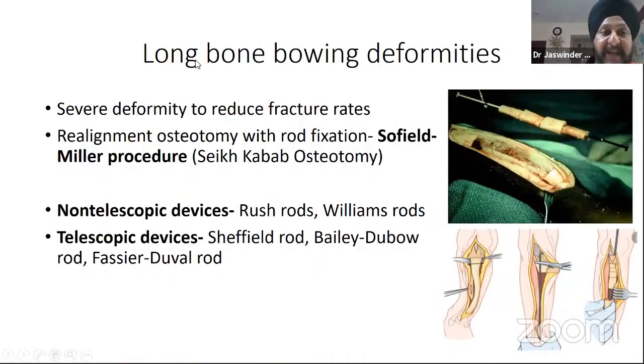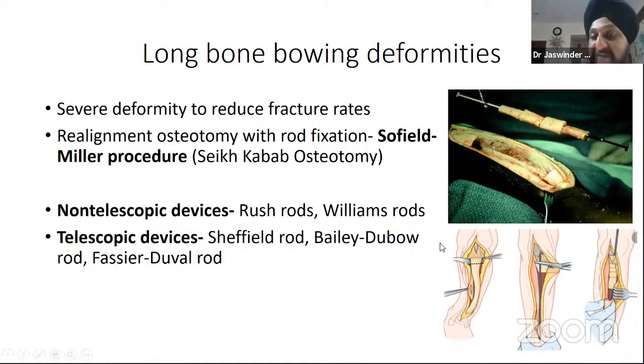Now, many of us might also have heard about the Sofield osteotomy, the shish kebab osteotomy. If we look here, that is a telescopic rod, and there are multiple pieces of bone being cut here. So when is this being done? When there is a deformity which needs correction. Whenever there is a severe deformity, it is always advisable to correct that deformity to reduce the risk of fractures. Okay. As per literature, it was given by Sofield and Millar in the beginning.